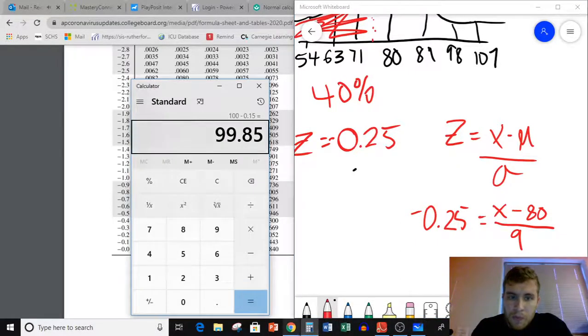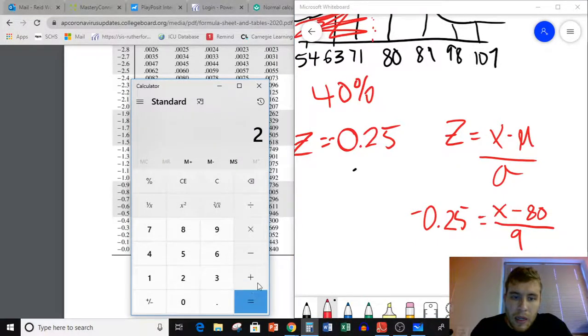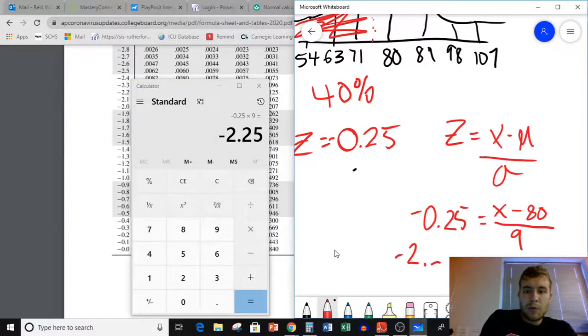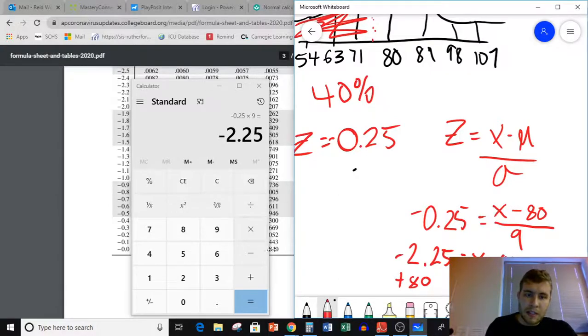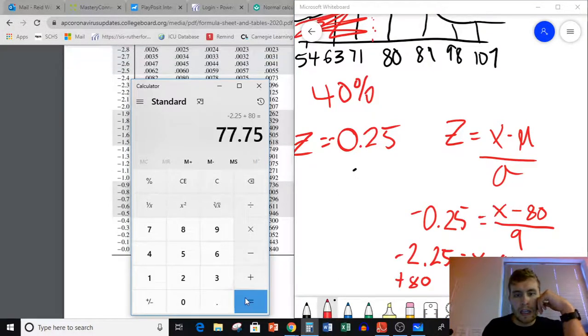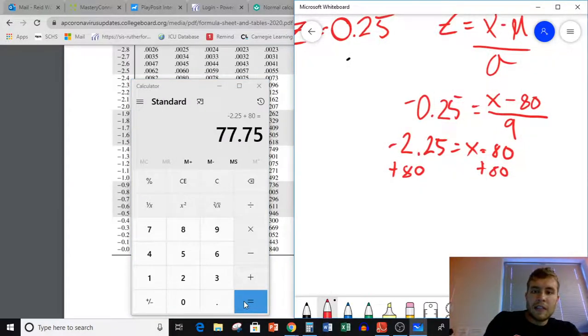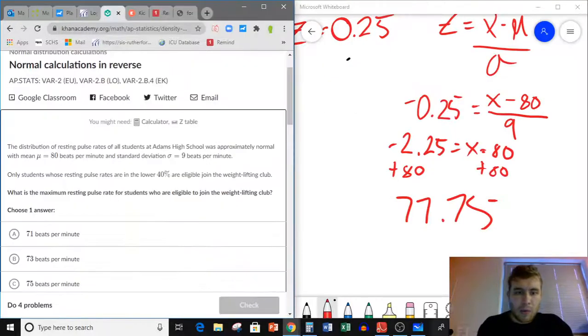So we're just going to do inverse operations. We want negative 0.25 times 9. So that's negative 2.25 equals x minus 80. So we're doing a little bit of algebra here. And then we're going to add 80 to both sides. So we want plus 80. So that gets us 77.75.